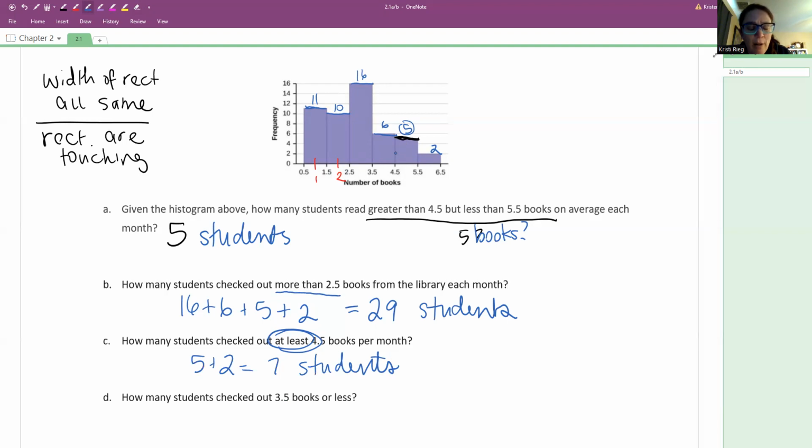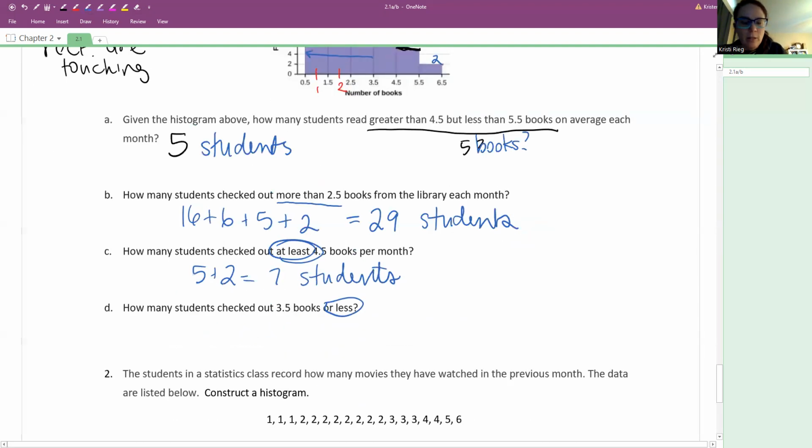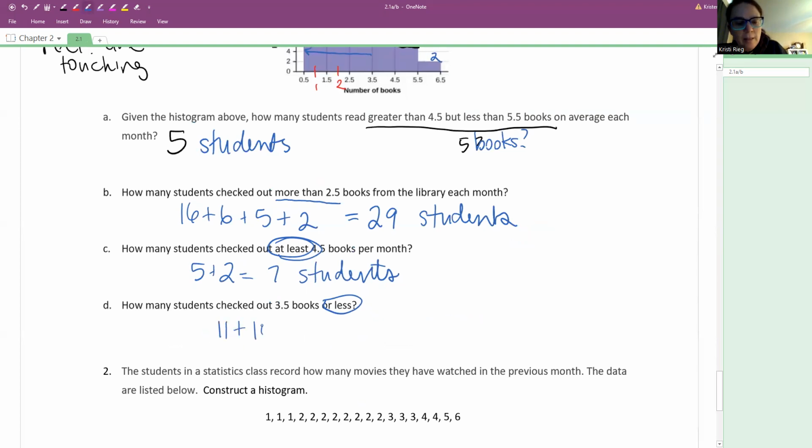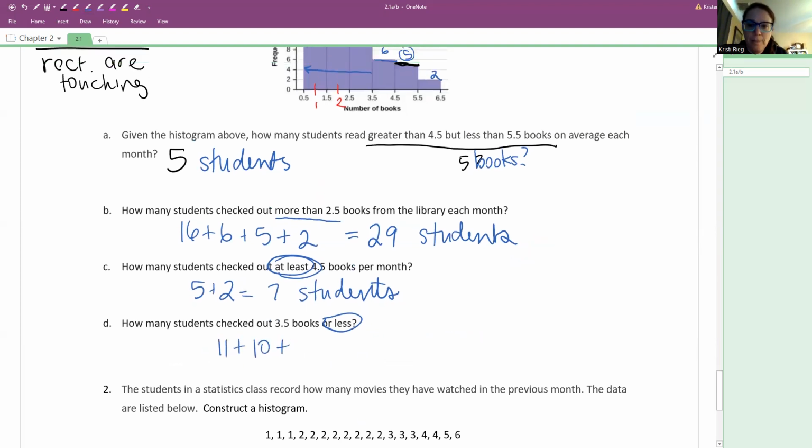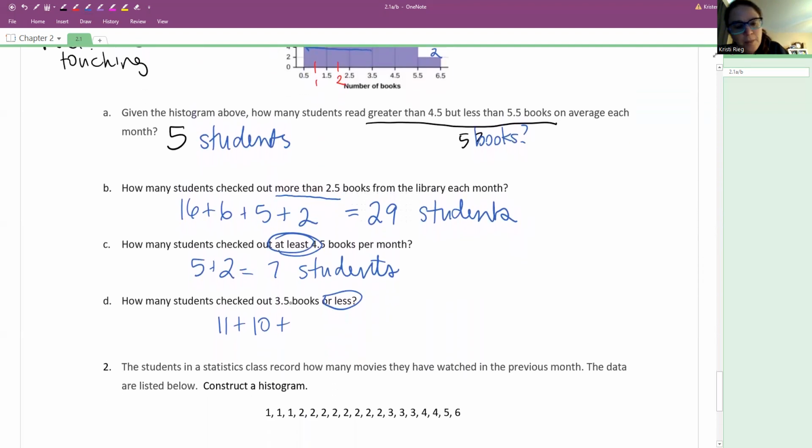How many students checked out 3.5 or less? This is the cumulative relative frequency. However, it wasn't given, so it doesn't really help us to know that, but we start at 3.5 and go smaller. So we need those 3 columns. We have 11, 10, and 16. 11, 10, and 16, 10, 20, 30, 37 students read or checked out 3.5 books or less.